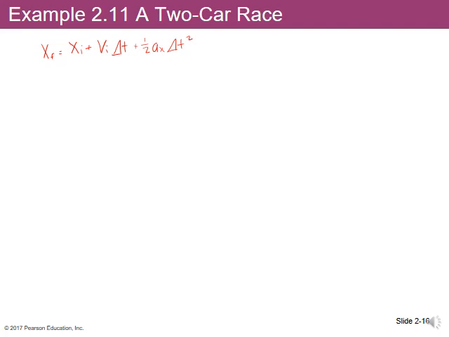Now, we would need to write this equation out for both Fred and Betty. Because just as before, the final position of Fred has to equal the final position of Betty if they end up at the same place at the same time. So for Fred, he starts at a position of 0. He has a velocity of 20 meters per second. We don't know his time interval, but he has 0 acceleration, so this whole term is 0.